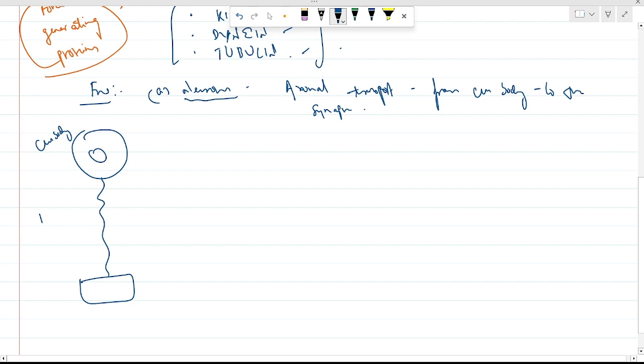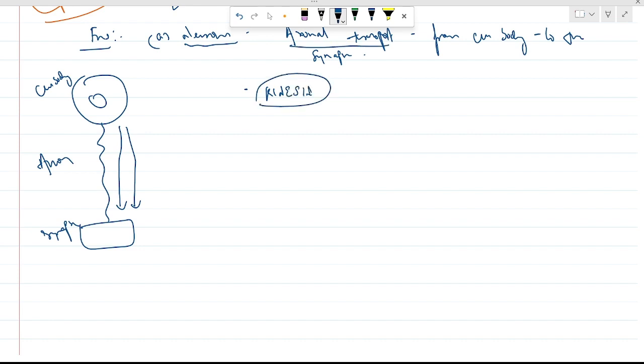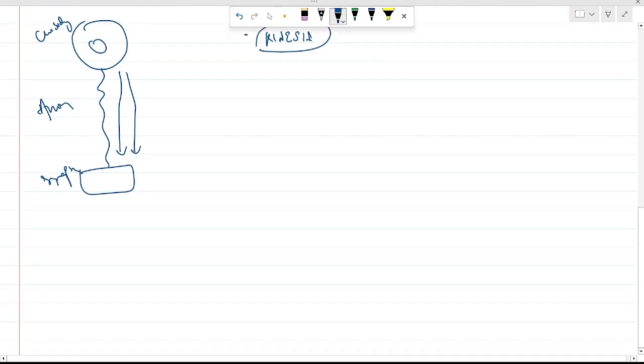Cell body, axon, synapse. So in general, the axonal transport is from the cell body towards the synapse. Which protein is involved in this? Remember, the kinesin protein. The kinesin protein is involved in this axonal transport from cell body to the synapse in the neurons. Now we are going to see an exception to this.